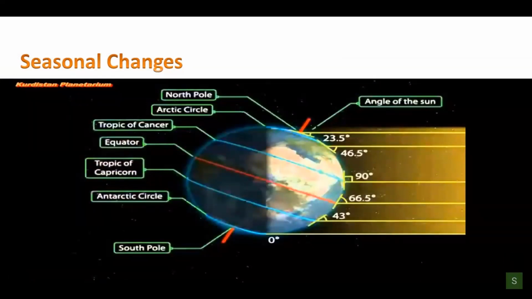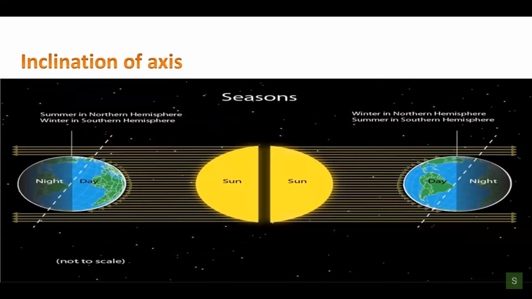Revolution causes different seasons, the changing weather conditions due to the differences in the heating of the Earth. Revolution is an annual cycle, so the seasons repeat year after year. Second is inclination of axis. Since the Earth is tilted, the seasonal changes are not unexpected or sudden.